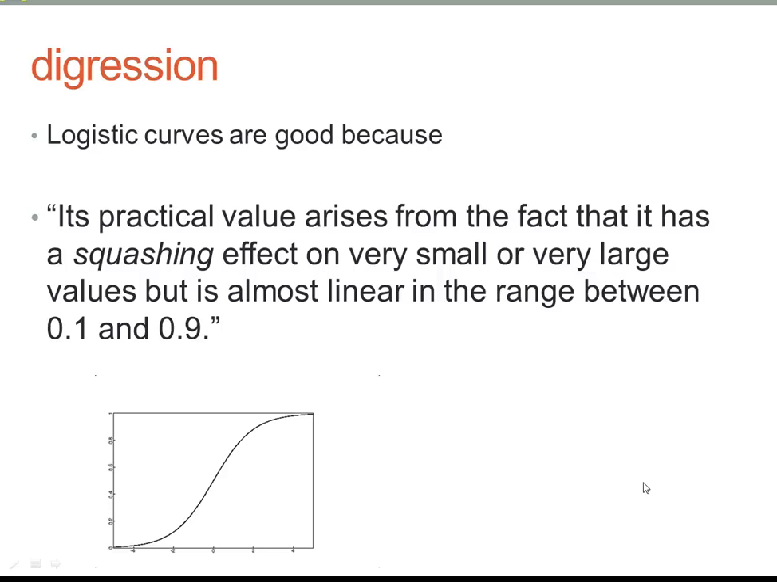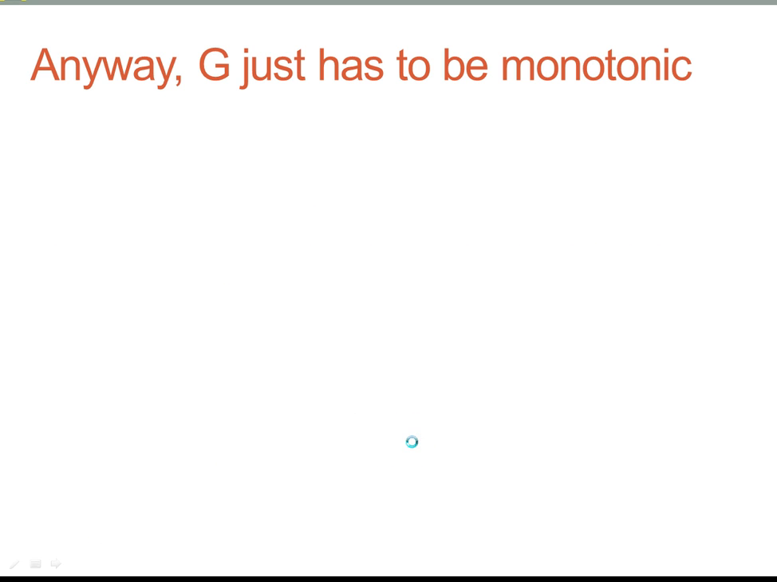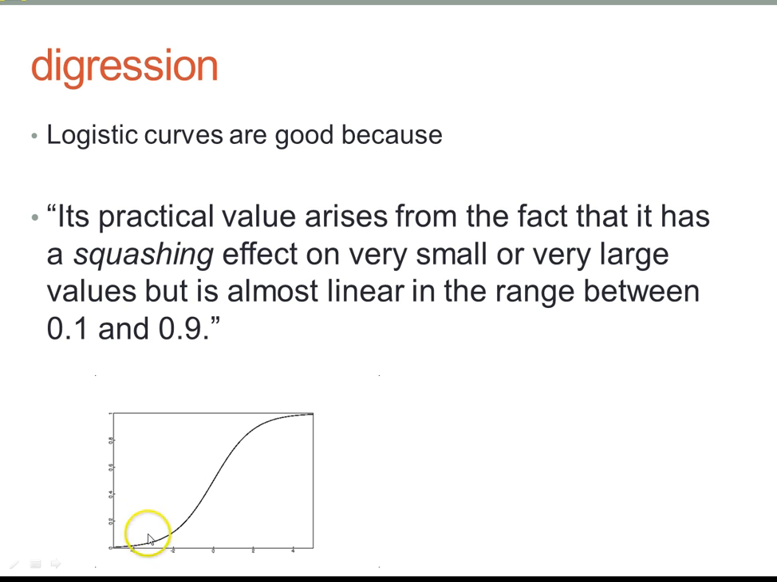Anyway, that's the property of it, whether it's beneficial or not. But sometimes it is beneficial. And the same thing with very small ones, the same idea. So that's why it turns out to be useful. Anyway, g just has to be monotonic, and this curve definitely is monotonic. It's always increasing. Okay, so it is monotonic.